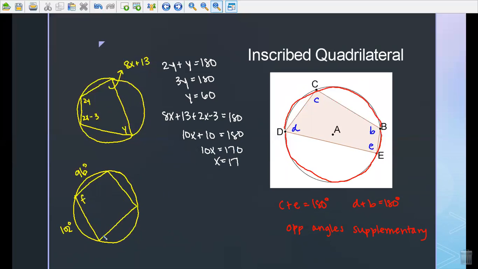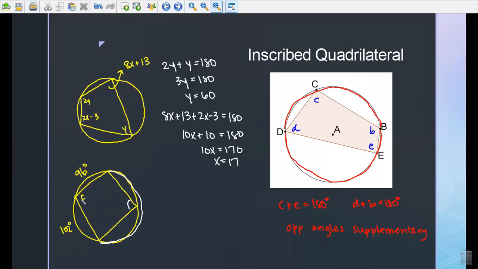All right, for the second example here, I'm looking for F. Well, F is an inscribed angle that opens up to this arc. So I could figure out what that arc is, or I know that I have this angle over here that opens up to the numbers that I'm given. Either way works. It just depends on how your mind works.